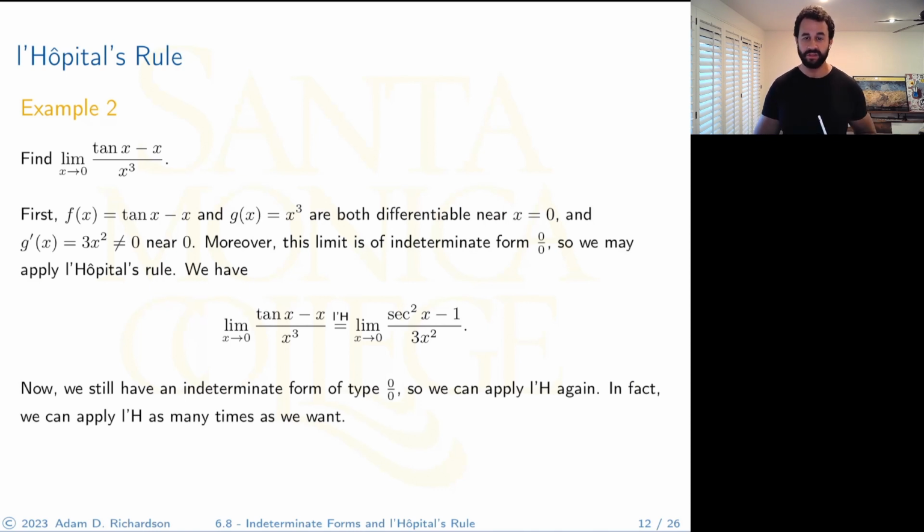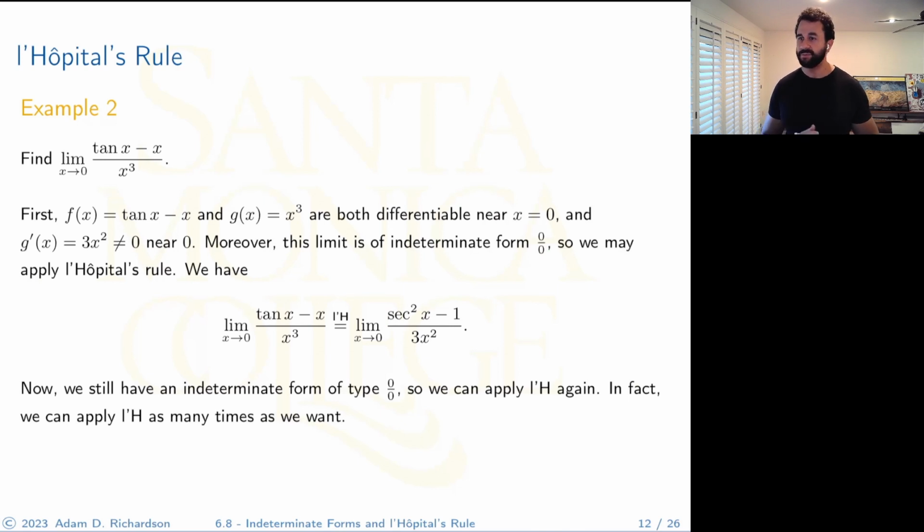Also, we have an indeterminate form of type 0 over 0. As x goes to 0, tangent goes to 0, so we do have 0 over 0. Now we can apply L'Hopital's rule. We hit it with L'Hopital's rule, bam, and we get this. This is our new limit: secant squared x minus 1 over 3x squared.